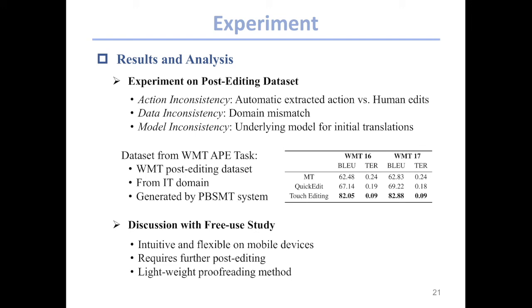There may exist a domain mismatch between training and inference. The last is model inconsistency. In previous experiment, the initial translation is generated by a transformer-based NMT system. However, the underlying translation model may vary from phrase-based SMT to most advanced NMT system. We use dataset from WMT APE task to further evaluate our model. The post-editing dataset from IT domain is generated by a PBSMT system. The result shown in the table indicates that our RMT method is more robust when facing the three major inconsistencies.